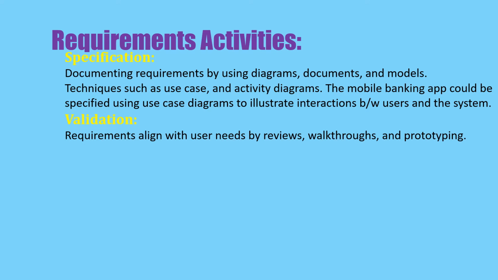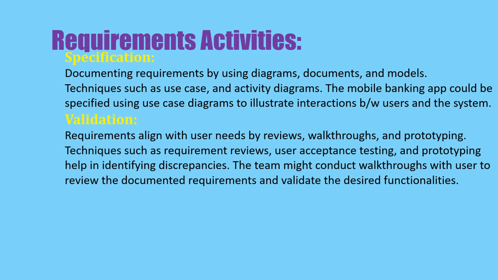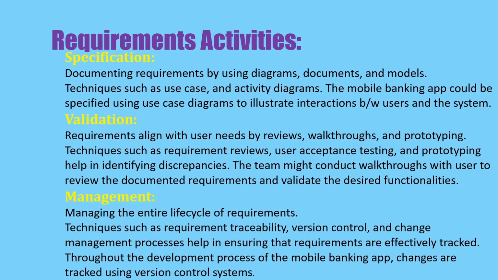Specification: documenting requirements clearly and systematically using diagrams, documents, and models. This phase involves translating gathered and refined requirements into a structured format that can be easily understood by all stakeholders. Techniques such as creating use case diagrams, activity diagrams, and requirement traceability matrices aid in clarity, specifying the scope and detail of the system requirements.